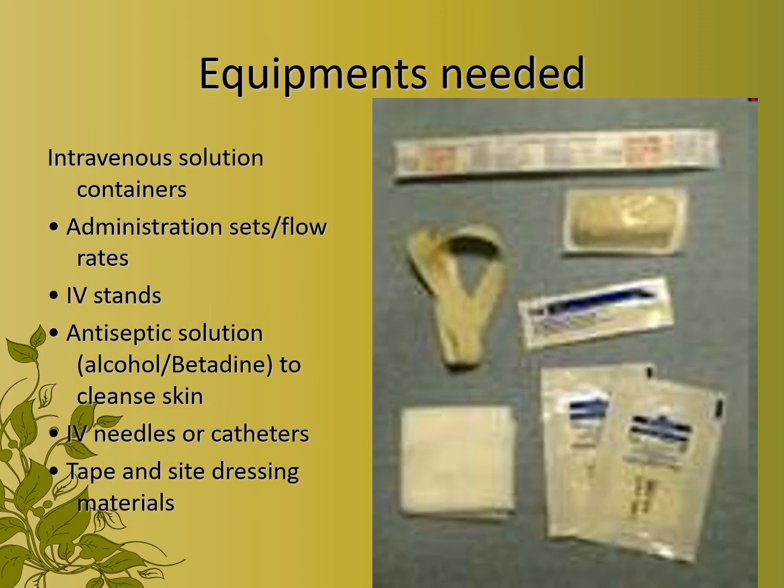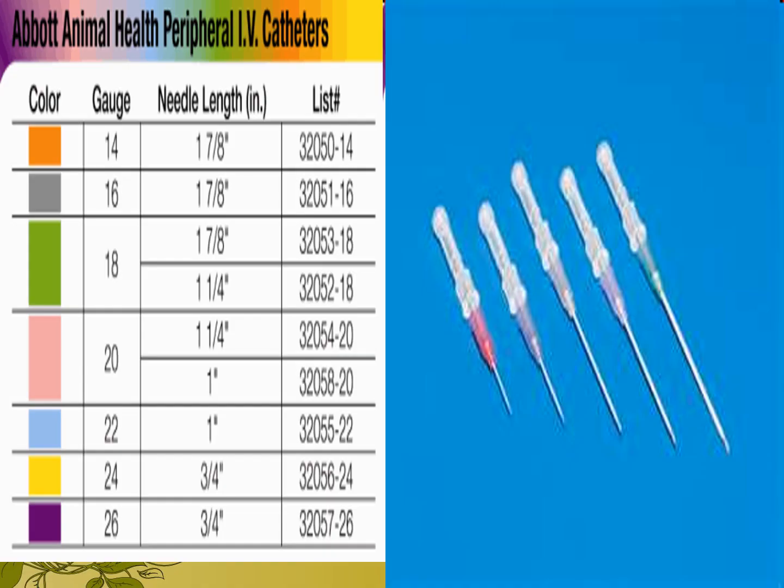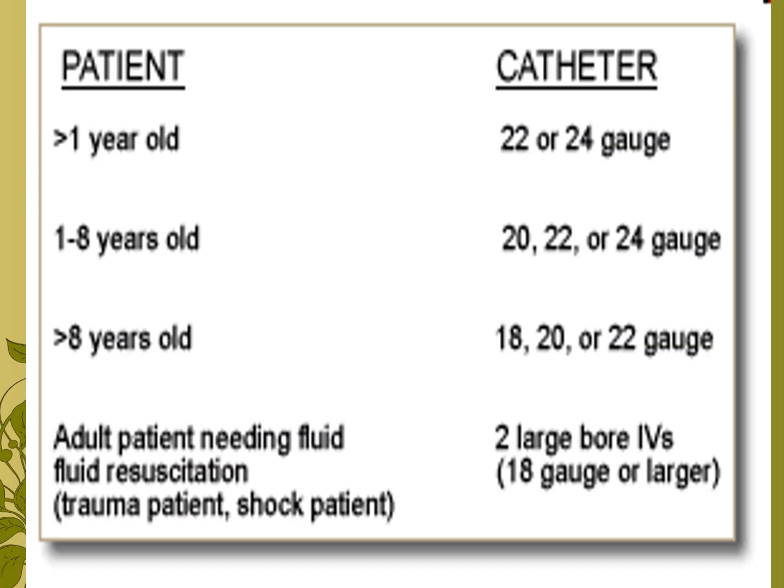Equipment needed includes the IV containers, administration sets, flow rates, IV stands, antiseptic solution, IV needles, tape, and site dressing. There are different sizes of catheters according to the age. More than 8 years old is 20 to 24 gauge needle. 1 to 8 year old is 20 to 24 gauge needle.